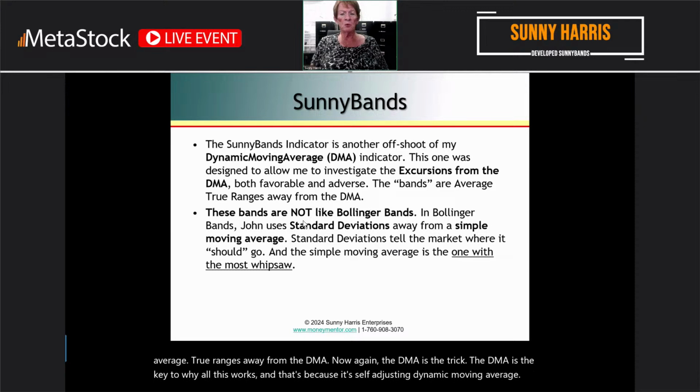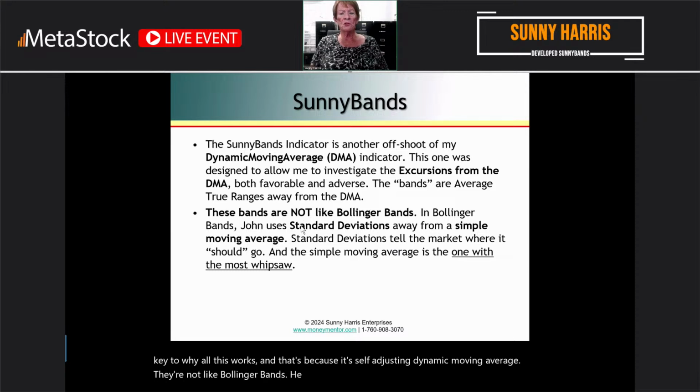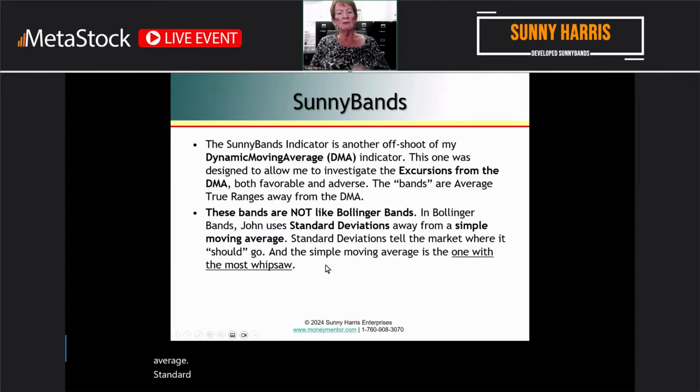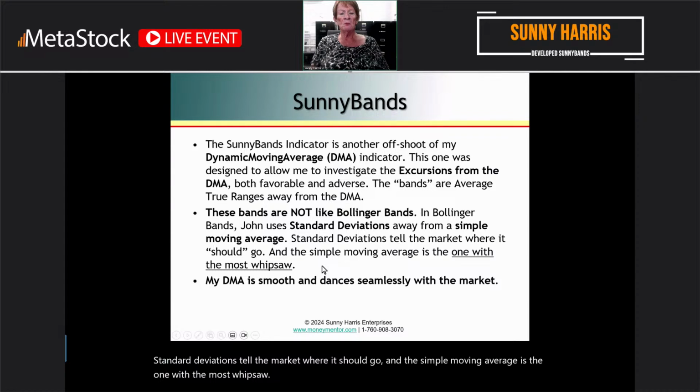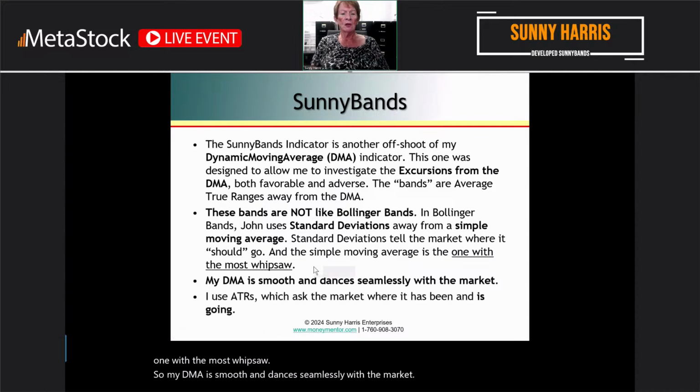They're not like Bollinger Bands. He uses standard deviations away from a simple moving average. Standard deviations tell the market where it should go, and the simple moving average is the one with the most whipsaw. So my DMA is smooth and dances seamlessly with the market. I use ATRs, average true ranges, which asks the market where it has been and is going.